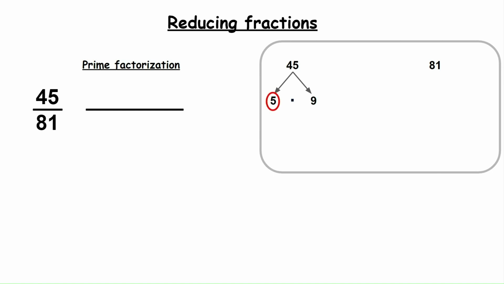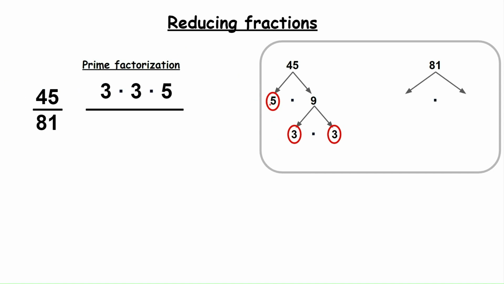And 5 is a prime number because it can only be divided by itself and 1. Two numbers that we can multiply together to equal 9 are 3 multiplied by 3. So those are the only two numbers that we can multiply together to give us 9. So we have the prime factorization of 45, and that's 3 multiplied by 3 multiplied by 5.